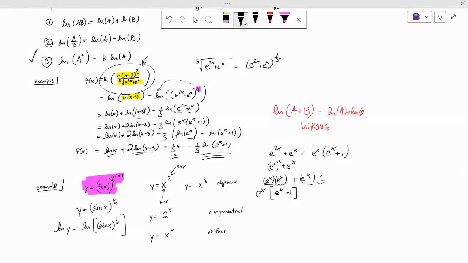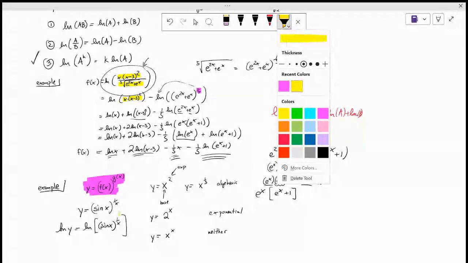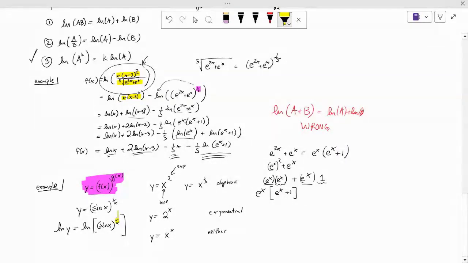Because now this exponent, using properties of logs, can go in front. And now you can use some other rules of calculus, like the product rule and so on, to actually do some stuff. So that was another case where you're going to be using properties of logs.